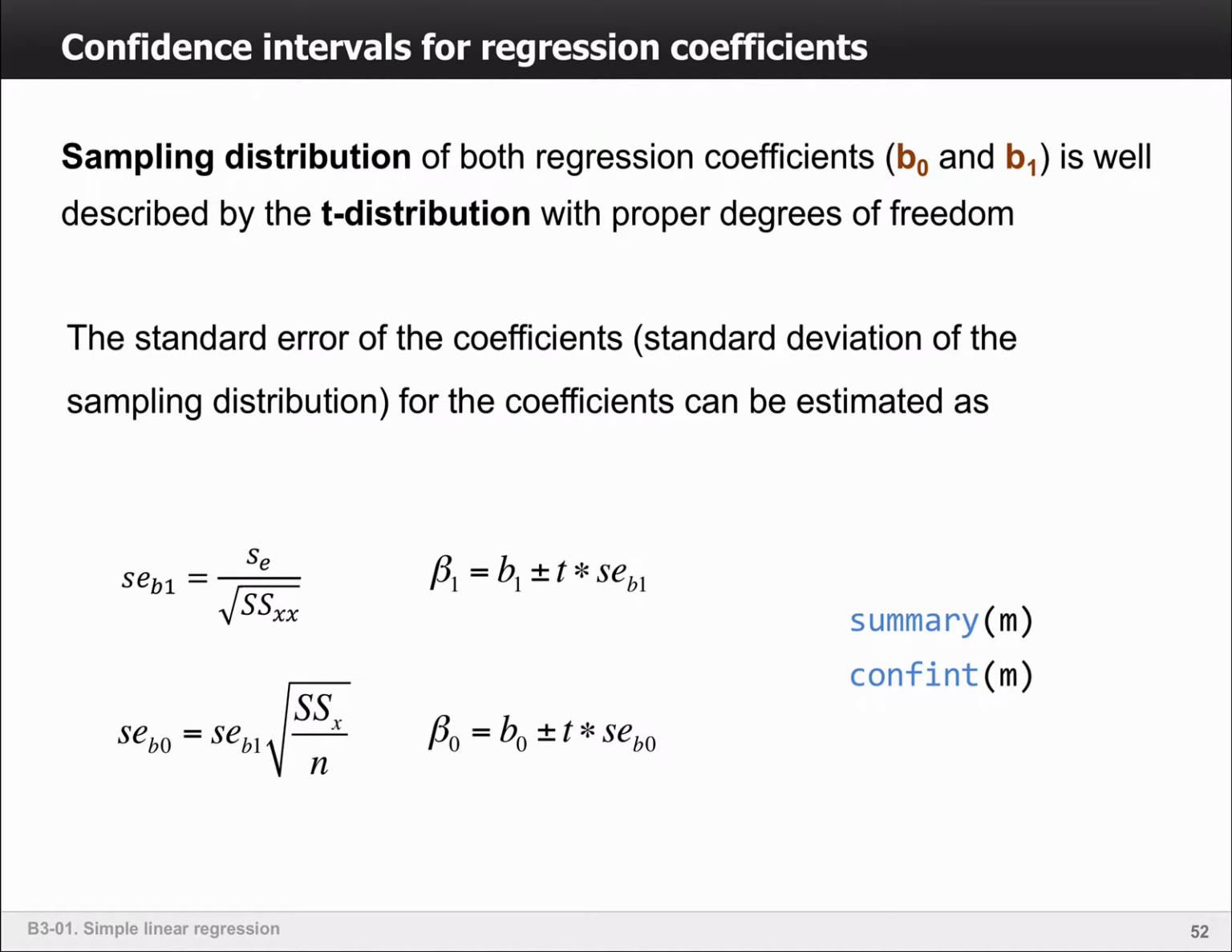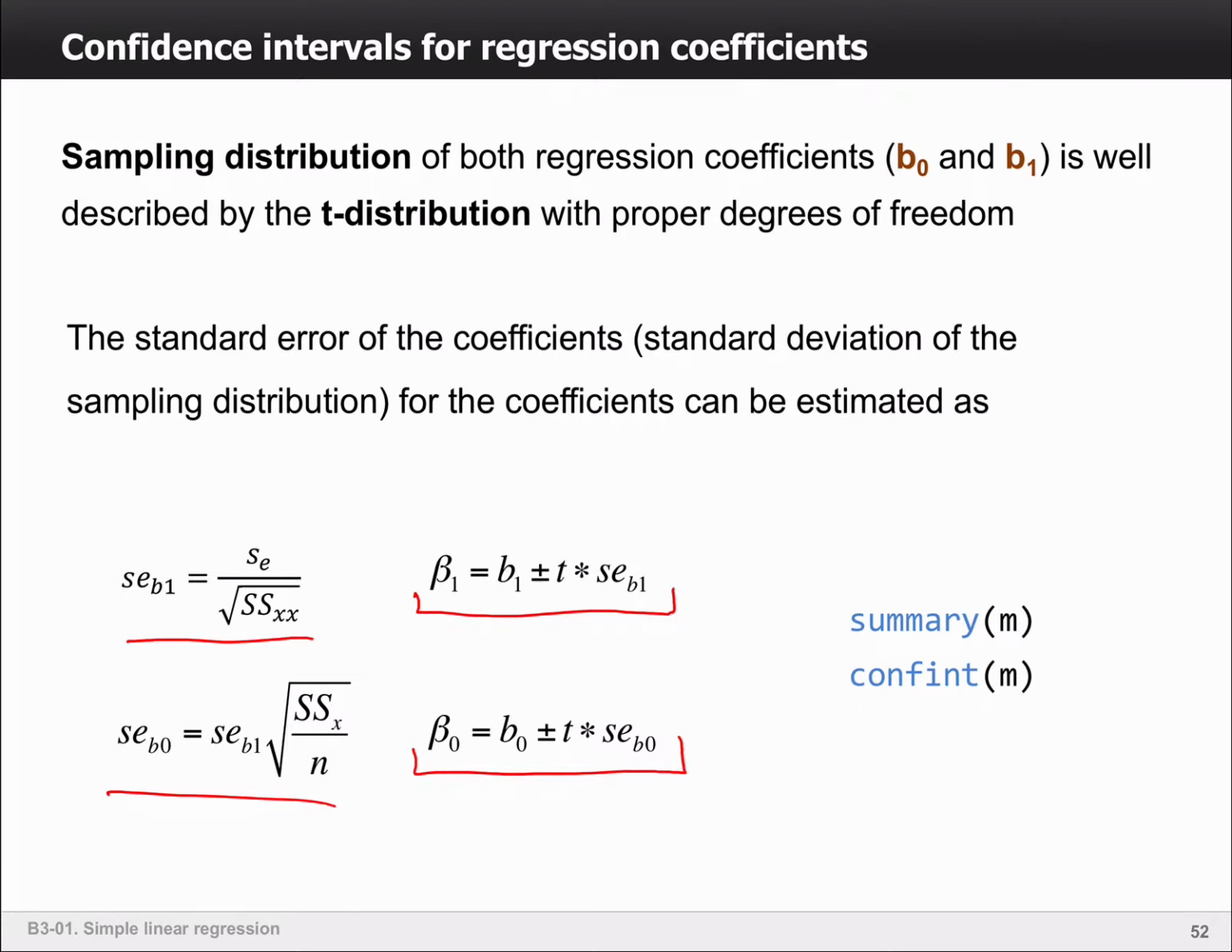Luckily, regression coefficients are distributed like average values. It's normal distribution or t-distribution if you have a small sample size. And then it means that you just need to know the standard deviation of the regression coefficients, standard error of the regression coefficients. And this is how to calculate it. This is how to calculate standard error for B1. This is how to calculate standard error for B0. Then you can calculate confidence intervals for every coefficient.